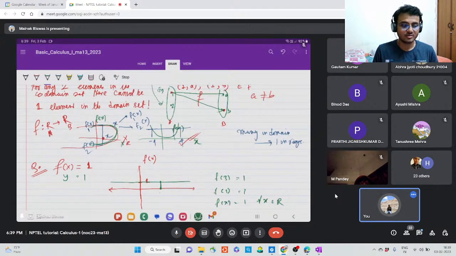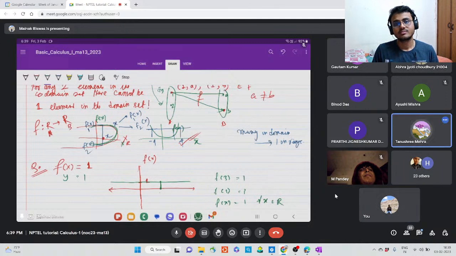So I believe now, with the graphical figure and all, you are able to understand what a function is. It's a mapping from one set to the other, or specifically from the domain set to the codomain set, where every element in the domain set will have only one image in the codomain set. Is that okay? Yes.